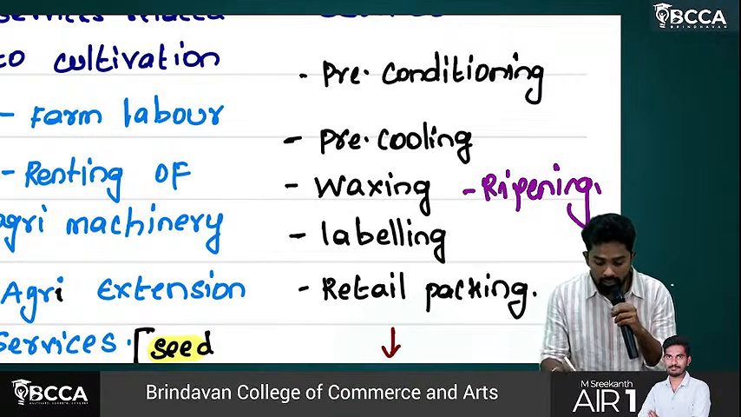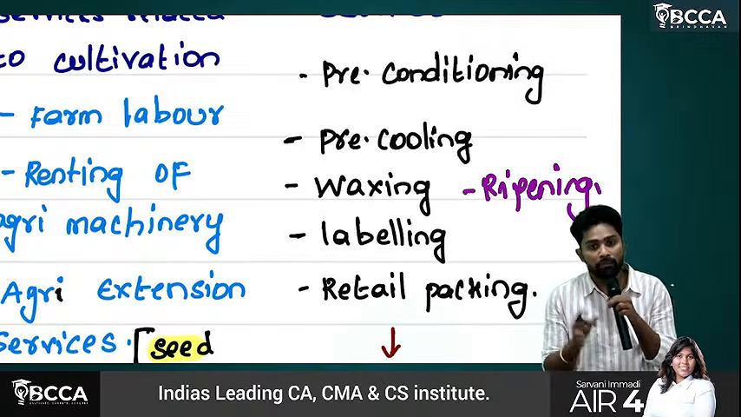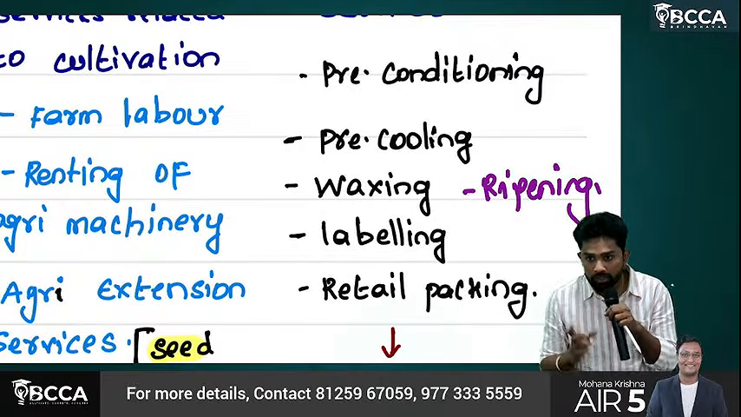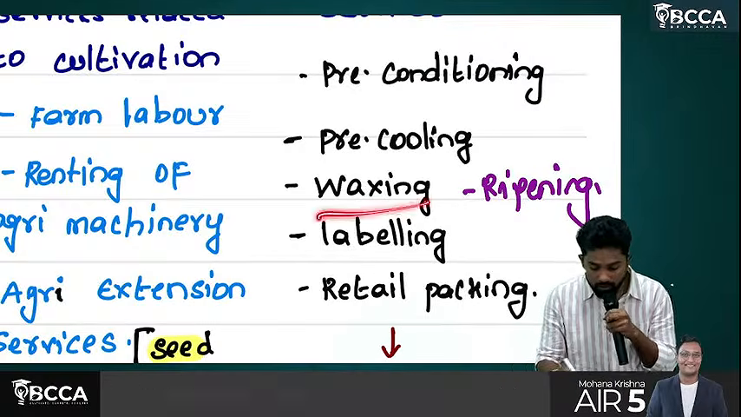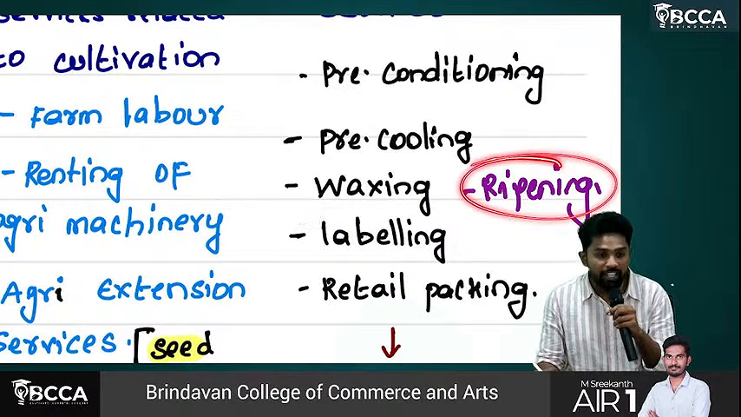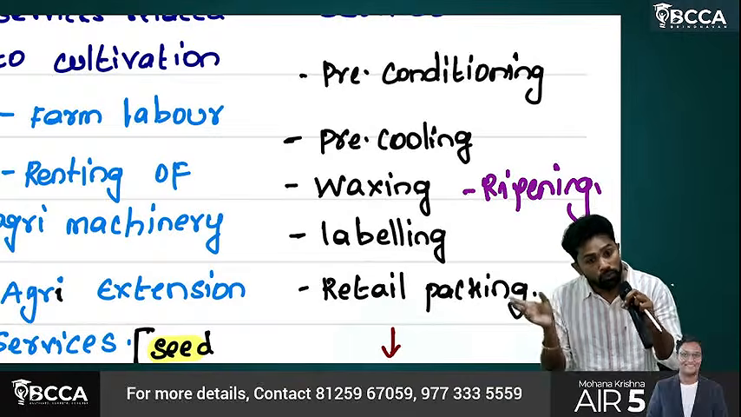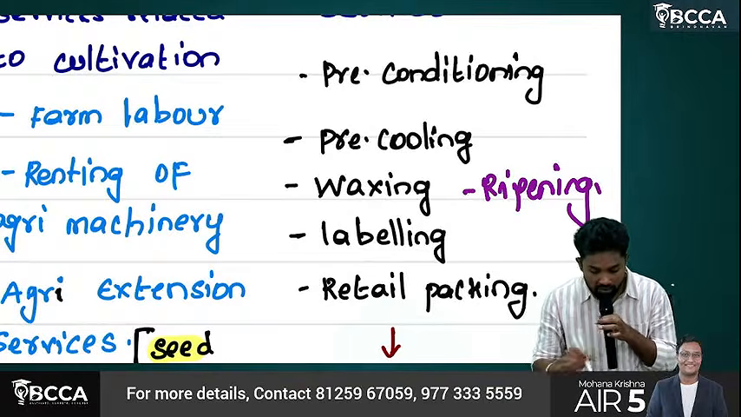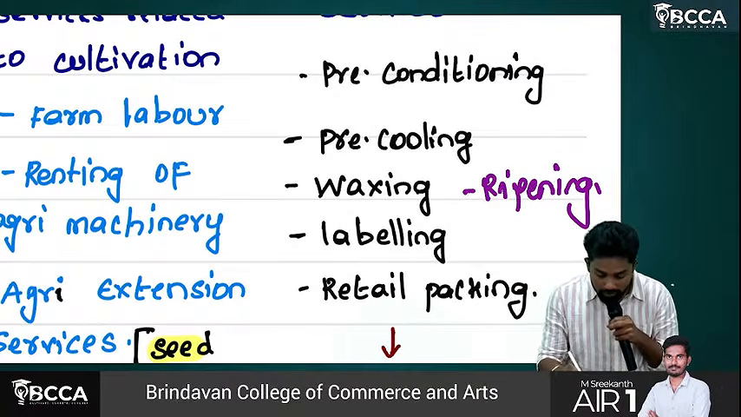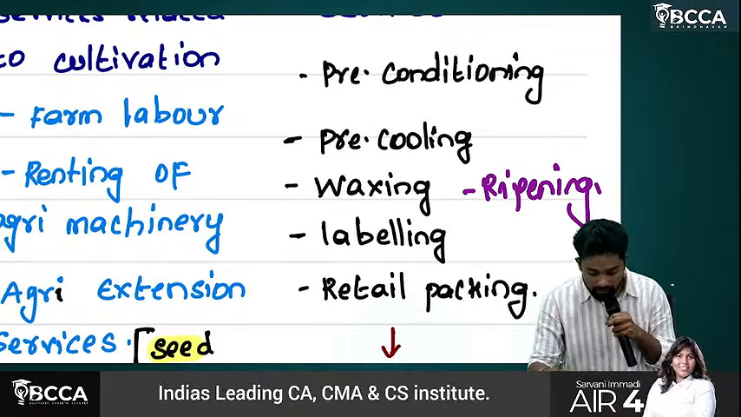Okay, that comes under pre-cooling. And even on apple they do waxing also. That shine and all will come. That's called waxing. Then ripening centers. So mangoes or bananas these days are ripened through the ripening centers. So those ripening centers, labeling, retail packing, all these services are what?